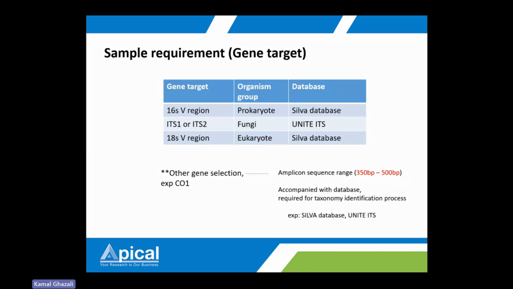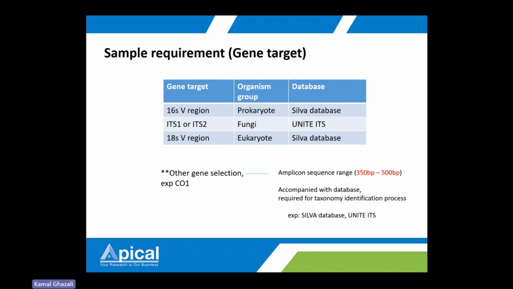All right. Next we look into the gene target. The selection of a gene target is very important because it will determine which microbial group will be targeted in the analysis. For example, if you are working with 16S, the target will be the prokaryotes. Or if you are interested in studying fungi, ITS1 or ITS2 will be the suggested gene marker. Sorry, if you study eukaryotes, you can use the 18S V region as well.